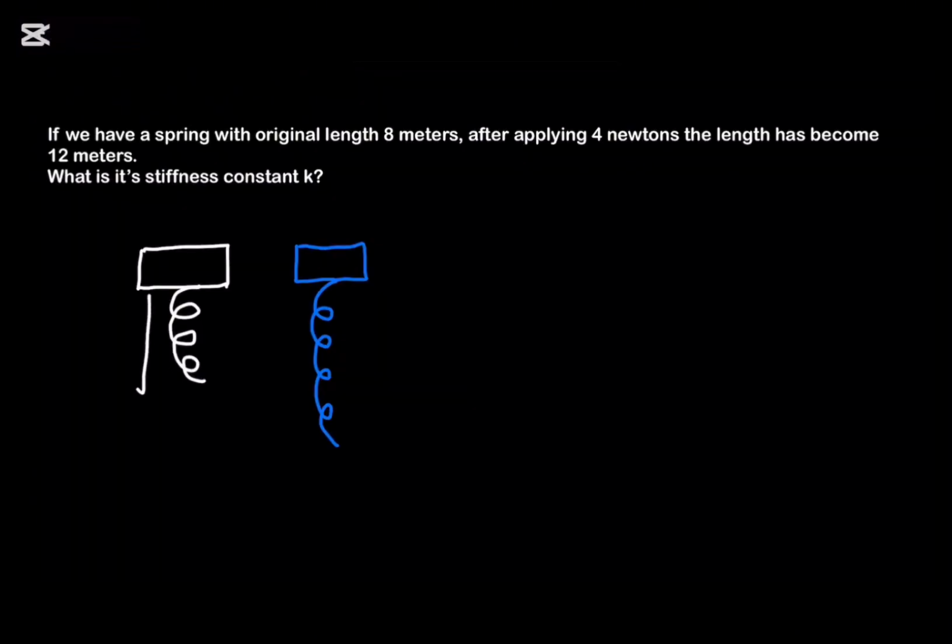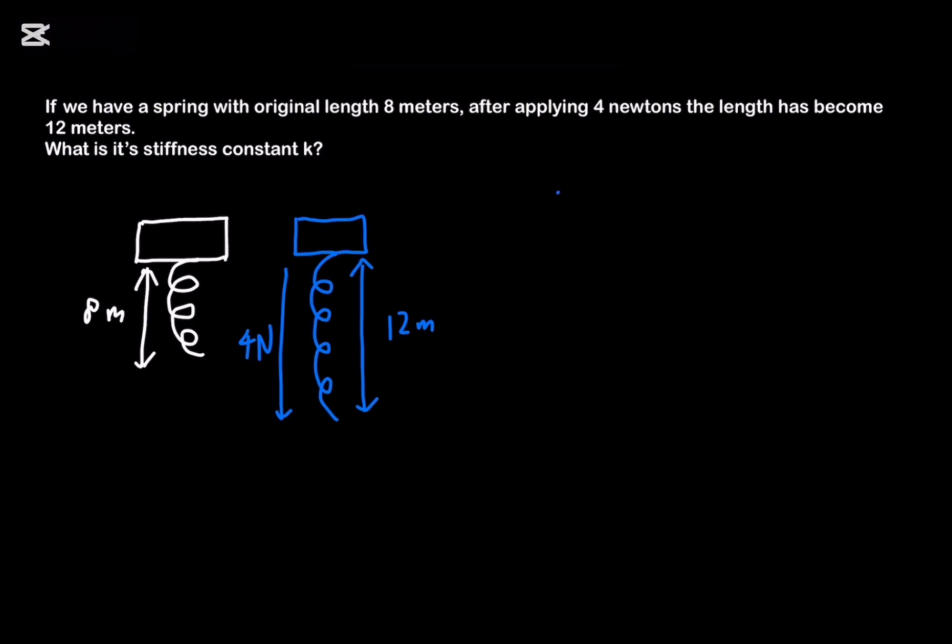Now, for example, if we have a spring with original length 8 meters, after applying 4 newtons, the length has become 12 meters. What is the stiffness constant K?